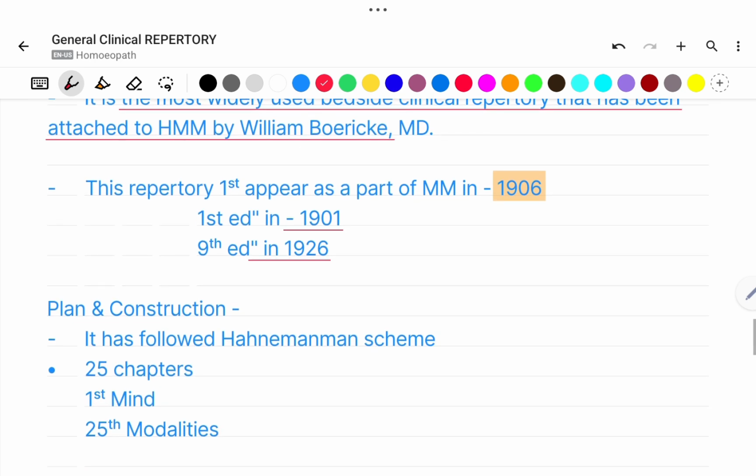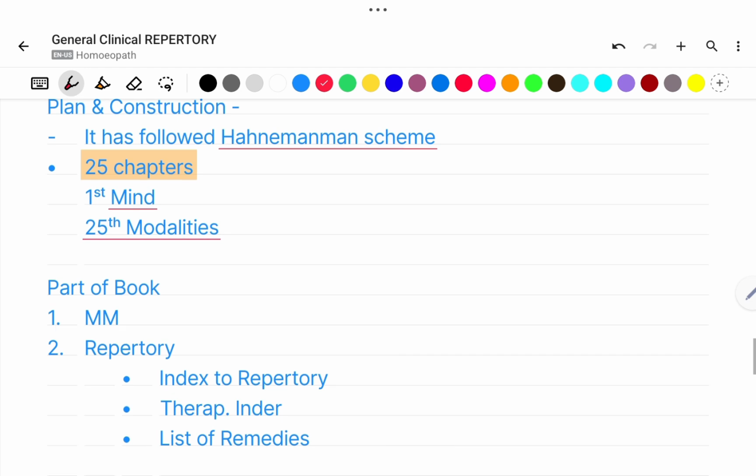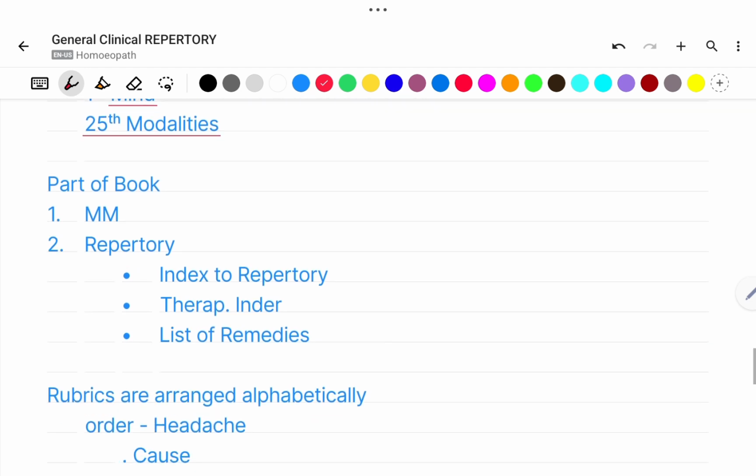Plan and construction: it follows the Hahnemannian schema. It has 25 chapters. The first chapter is Mind, and the 25th chapter is Modalities.